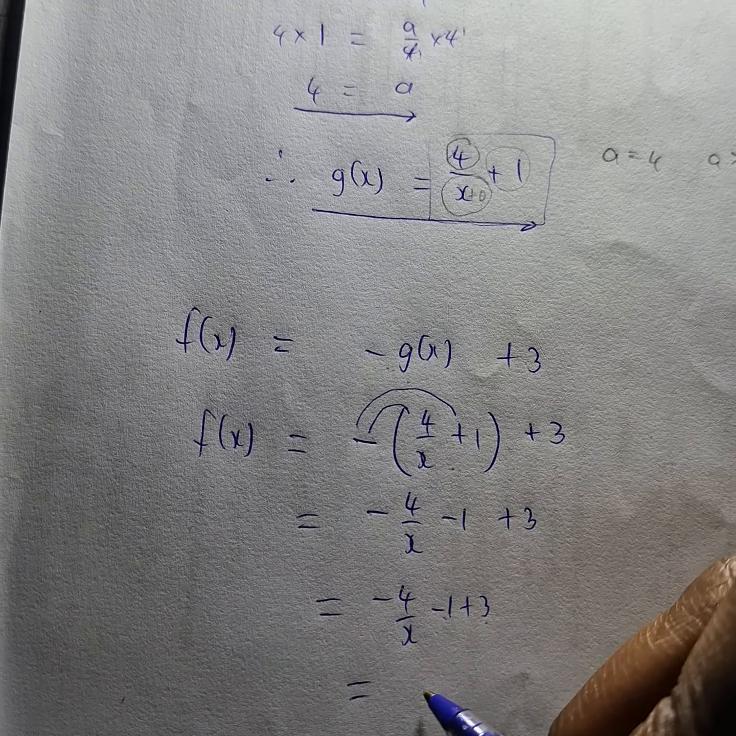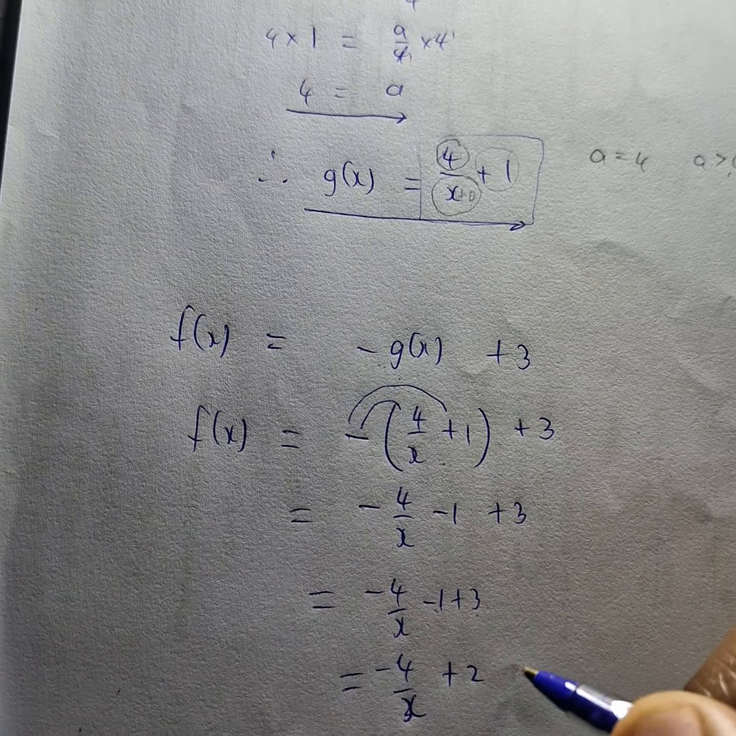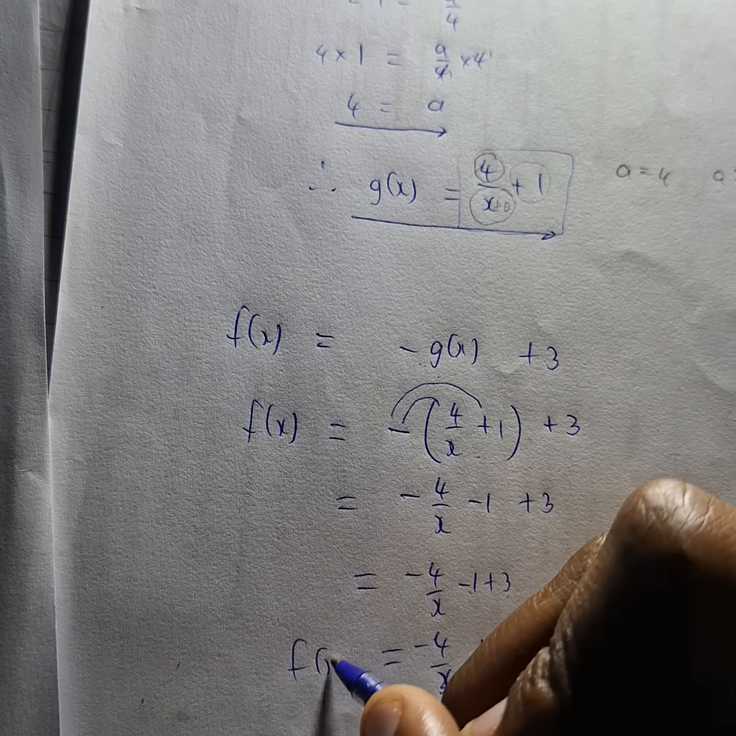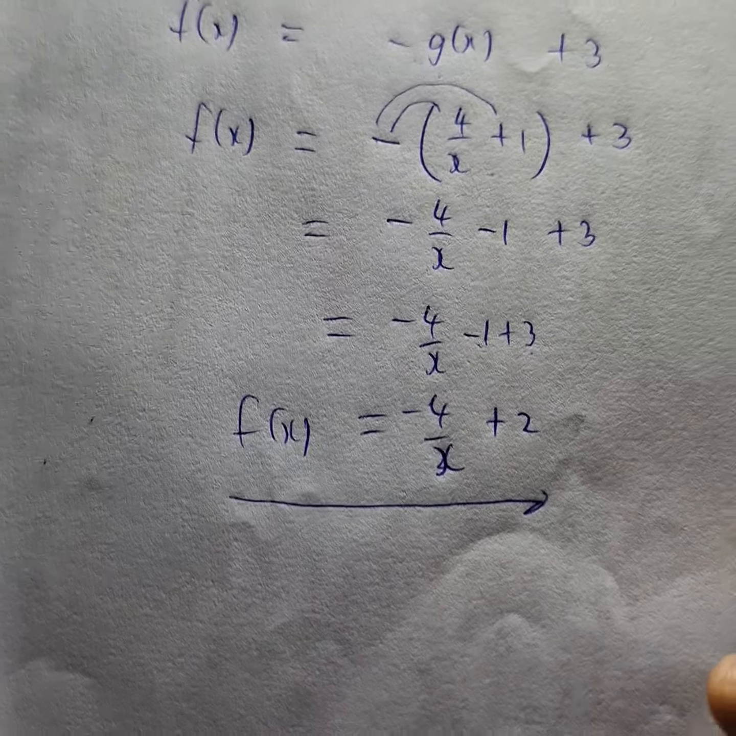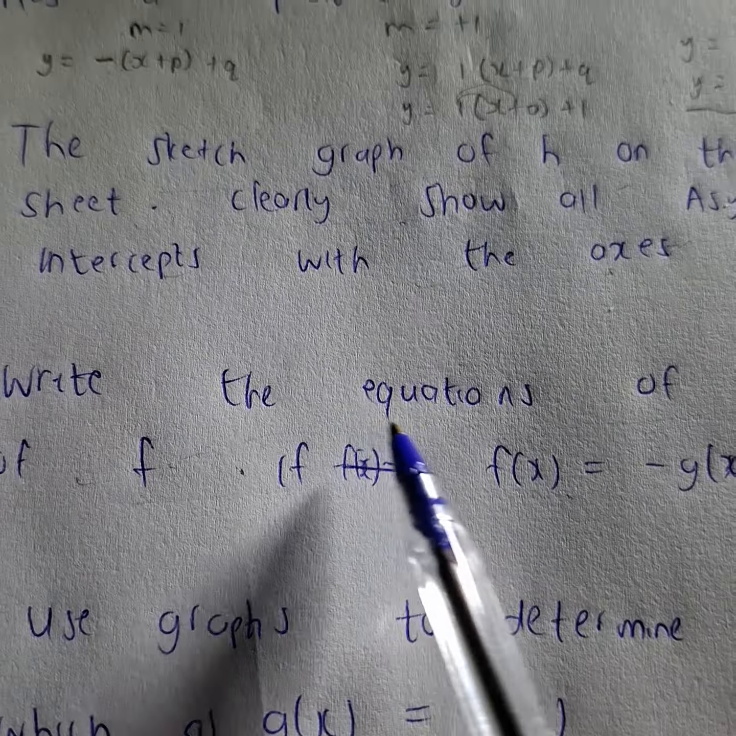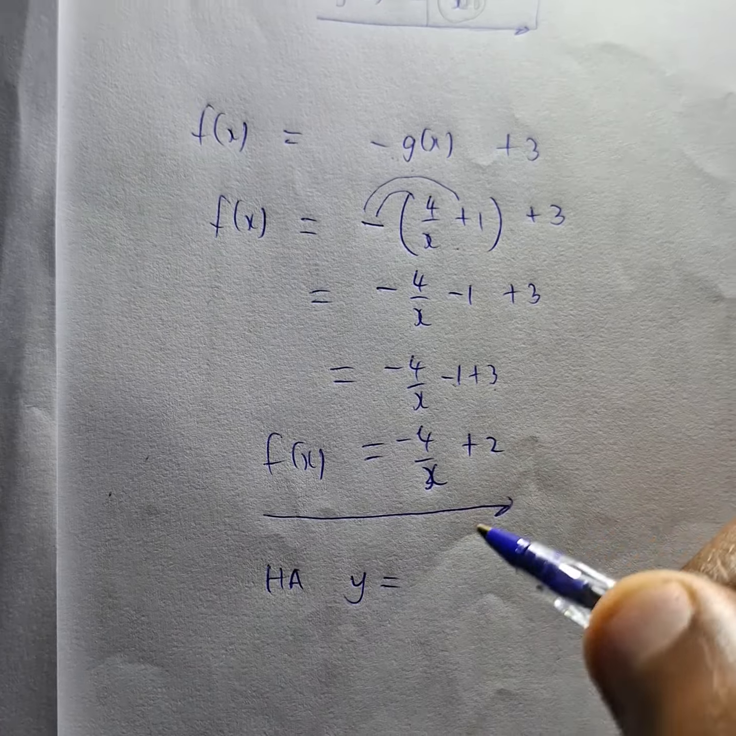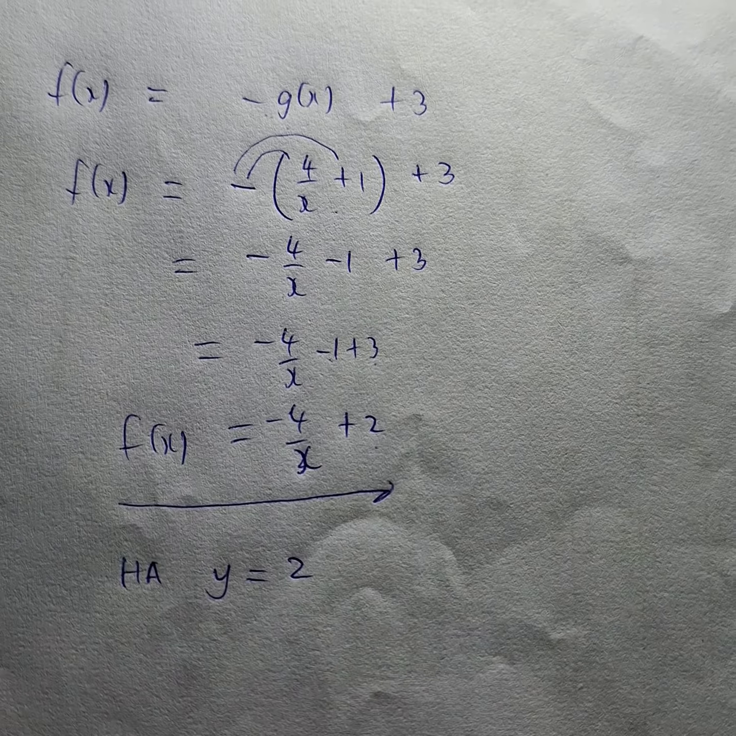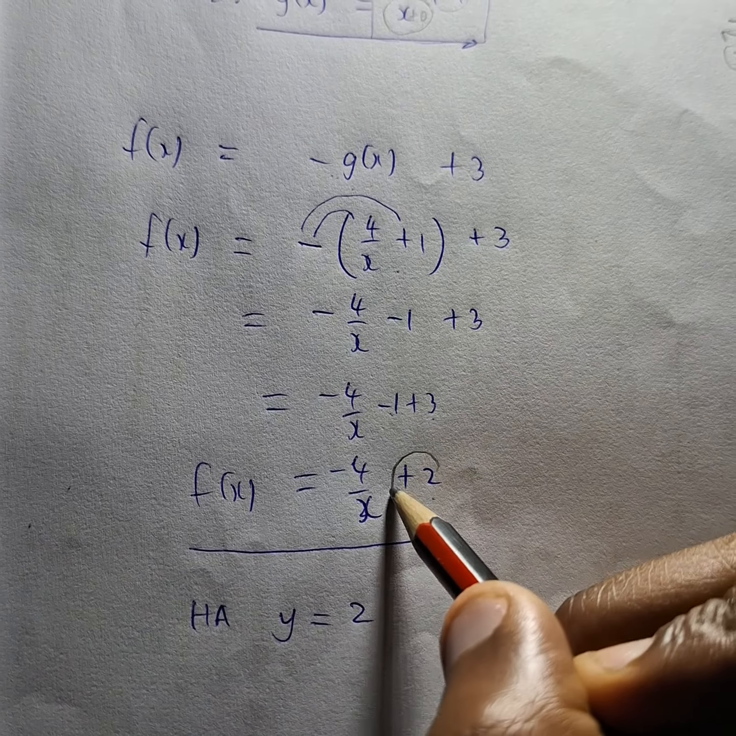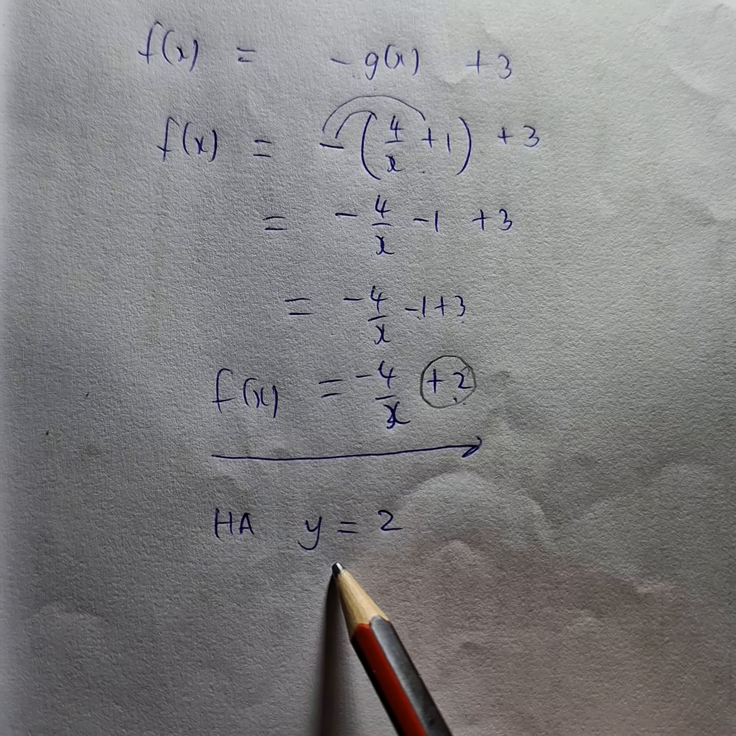Guys, what's negative 1 plus 3? That gives us positive 2. So this is the function of f of x. And what did they want? They wanted us to write the equations of the asymptotes. So first and foremost, let's look at the horizontal asymptote. The horizontal asymptote will be y is equal to 2, because remember, this 2 value gives us the horizontal asymptote.